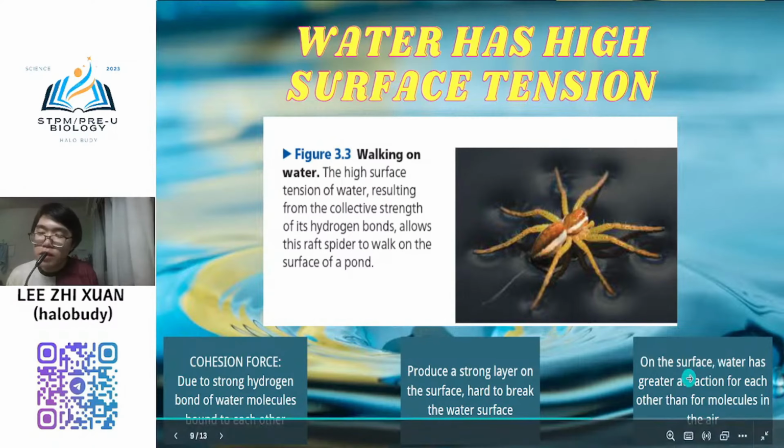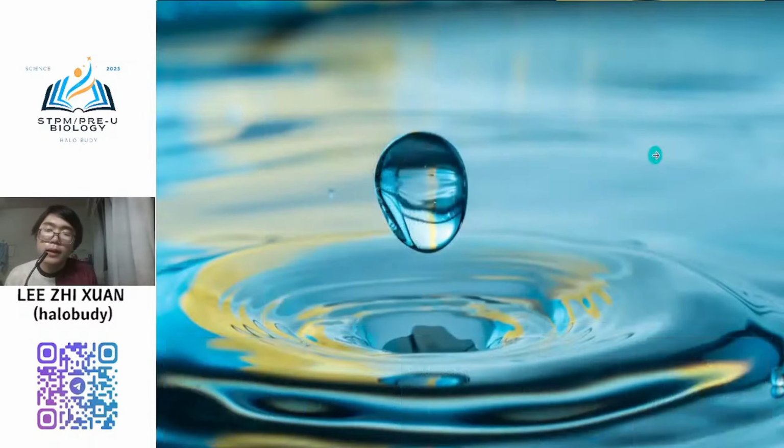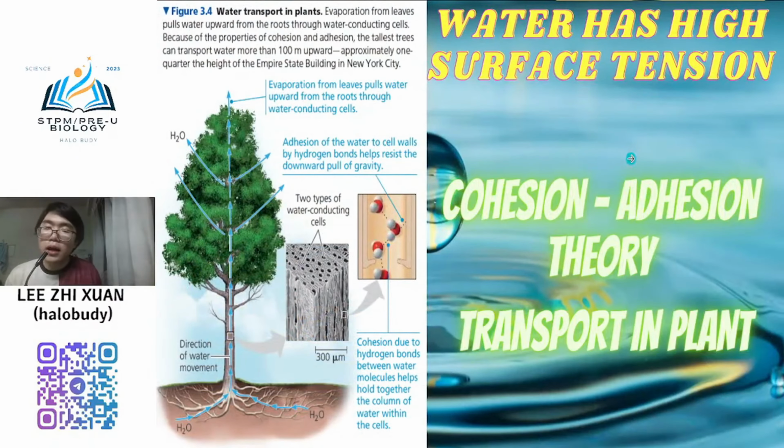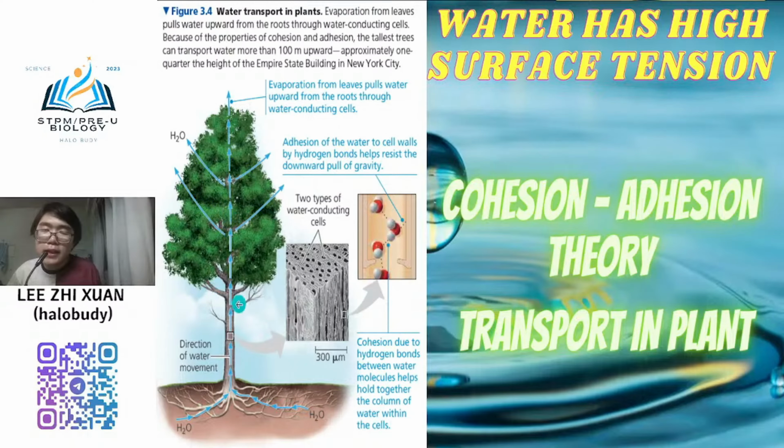So on the surface, water molecules have greater attraction for each other. So this contributes to high surface tension. High surface tension also contributes to another important application, the cohesion-adhesion theory, which is the transport in plants. This one is very important too. Later you will learn in semester 2. But before you enter semester 2, I think you also learned in STPM, transport in plants. How is water transported from the root to the leaf using the transpiration pull, right? And inside the leaf they have two forces, right? Cohesion force and also adhesion force.